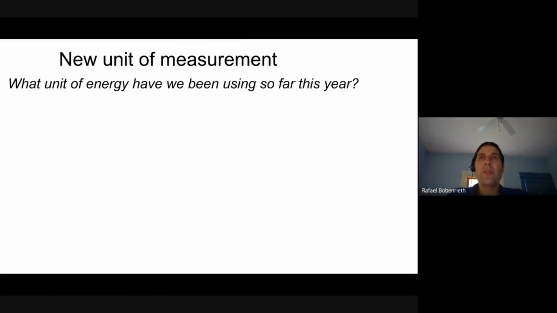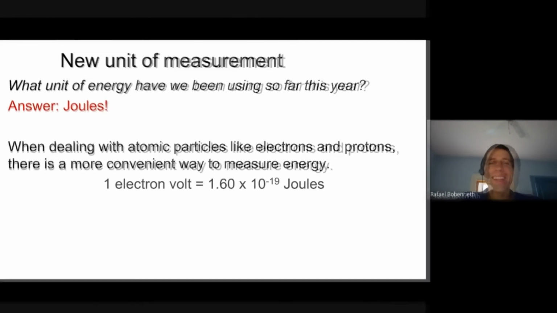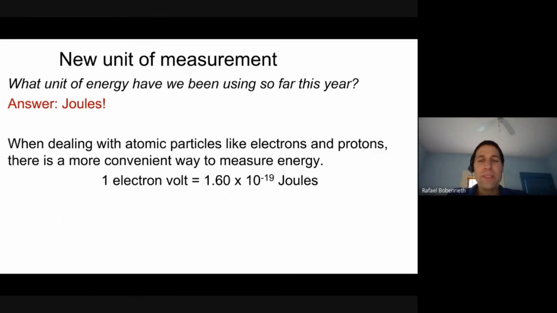What unit of energy have we been using so far this year? By far, the most common unit of energy is the joule, okay? But when dealing with atomic particles like electrons and protons, there's a more convenient way to measure energy, and physicists do this sometimes. The electron volt is equal to 1.60 times 10 to the negative 19th joules.